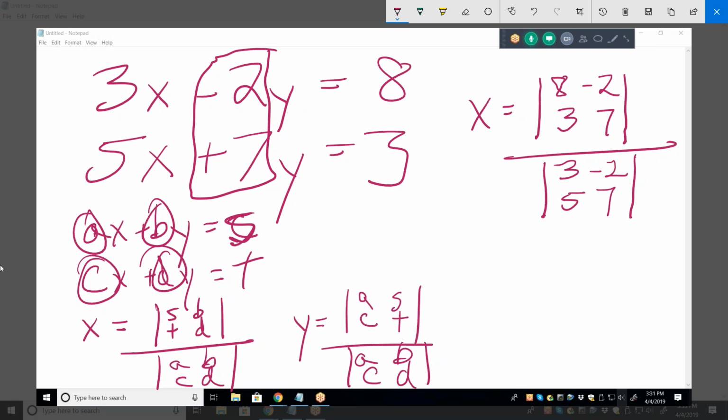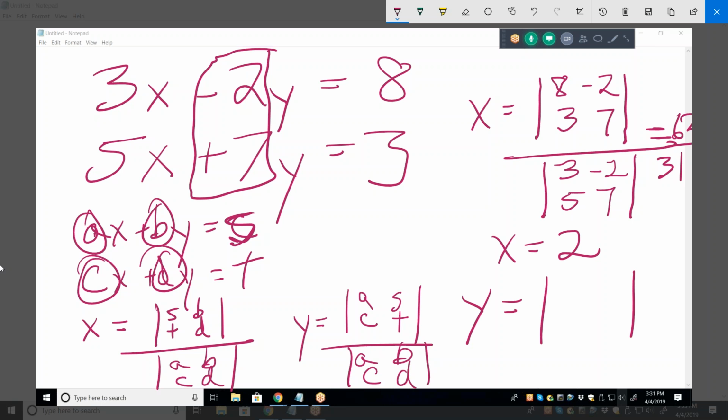But now let's figure out the determinant. In other words, what's the determinant of that numerator? I think that's going to be 62. What's the determinant of the denominator? It's going to be 31. So the x value equals what? 2. Okay, now let's go down and do the y.